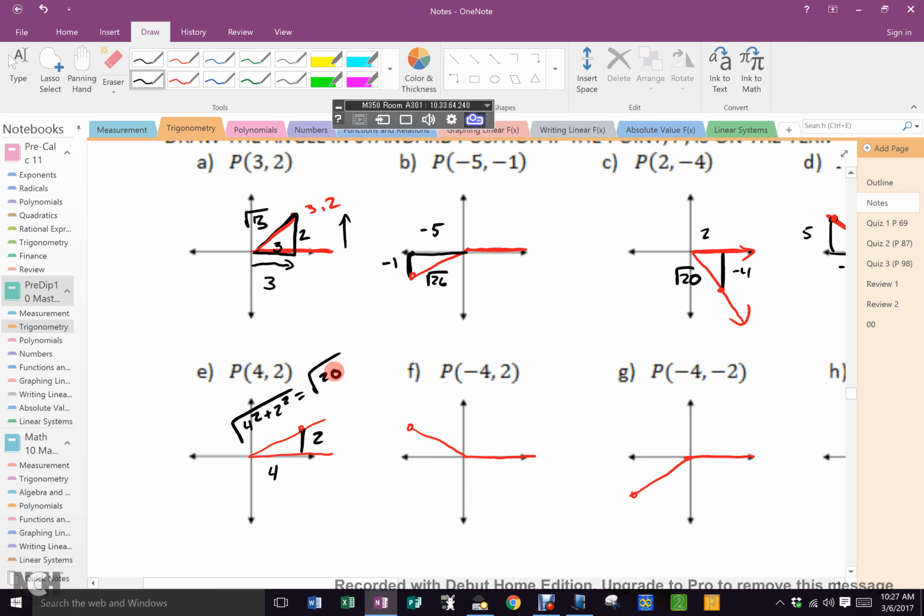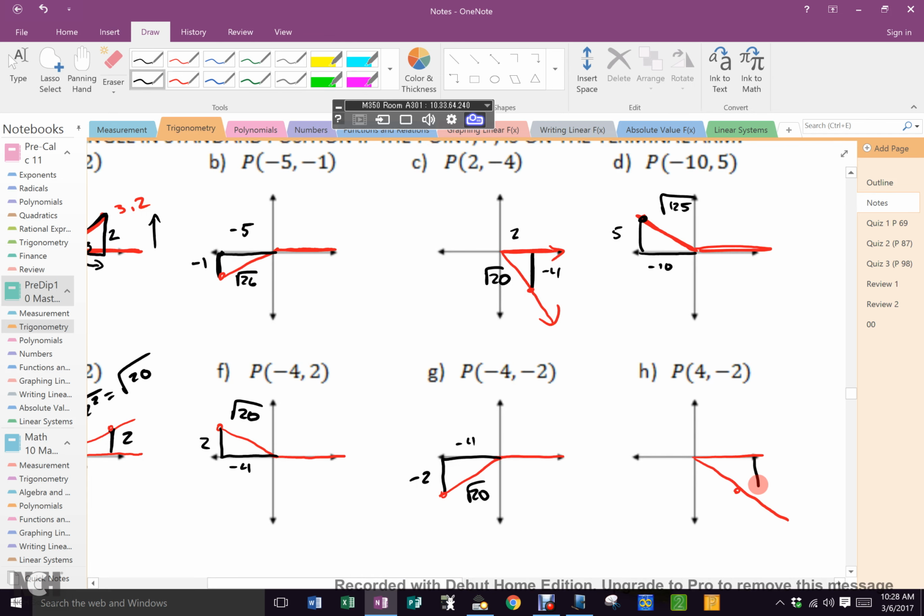Cool? Good? Everybody good? What is different in F? I have negative 4 and positive 2. But how do you find hypotenuse? Leg squared, yes? What is negative 4 squared? Positive 16. So this is still the root of 20, isn't it? What is different here? Negative 4, negative 2. What is negative 4 squared? 16. What is negative 2 squared? Positive 4. What is 16 and 4? Root 20. And finally, 4, negative 2, still root 20.